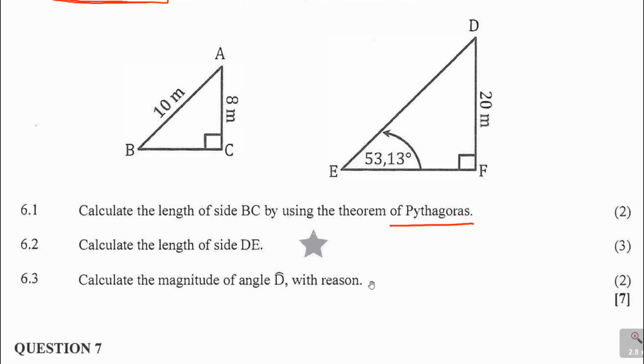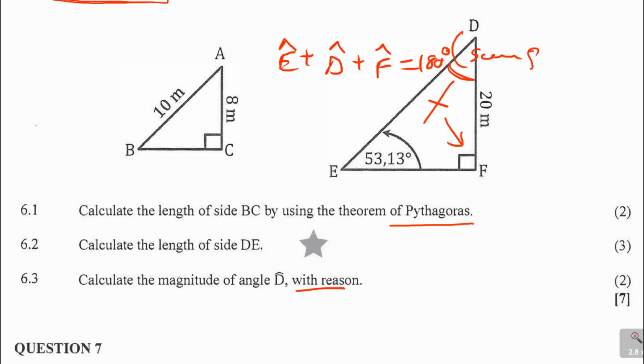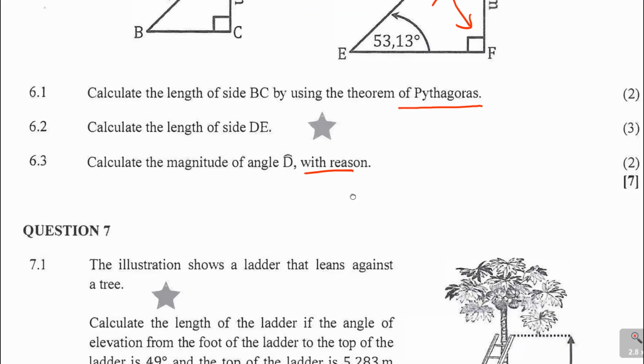Calculate the magnitude of angle D with reason. The magnitude of angle D, already this angle, you know, if I add these two plus this one, sum of angles in a triangle add up to what? 180. So if I say angle E plus angle D plus angle F, it must give me 180 degrees. That's why they say give me the reason why. Then you put a bracket and say sum of angles in a triangle. They add up to what? They add up to 120. Then you already calculate that. So not difficult. That's why it's 2 marks.